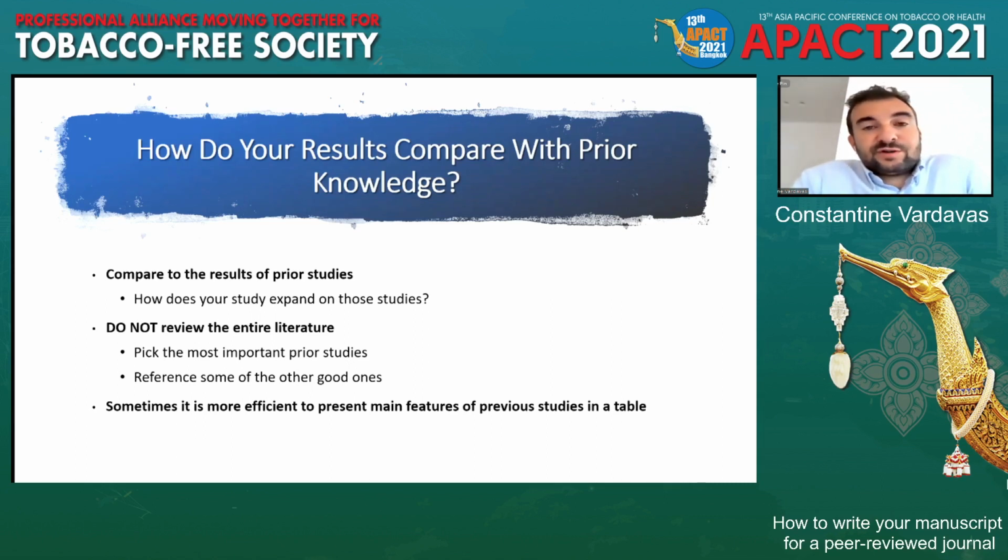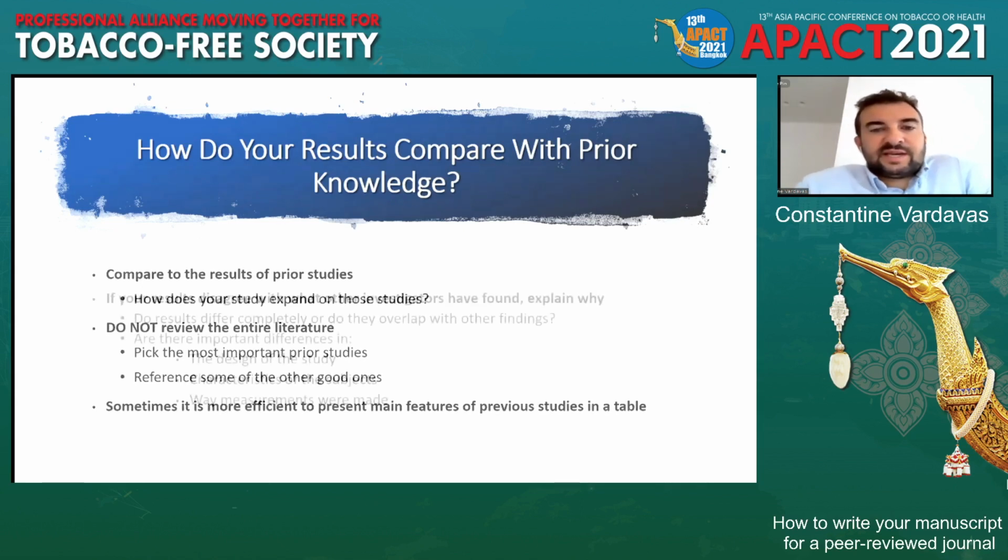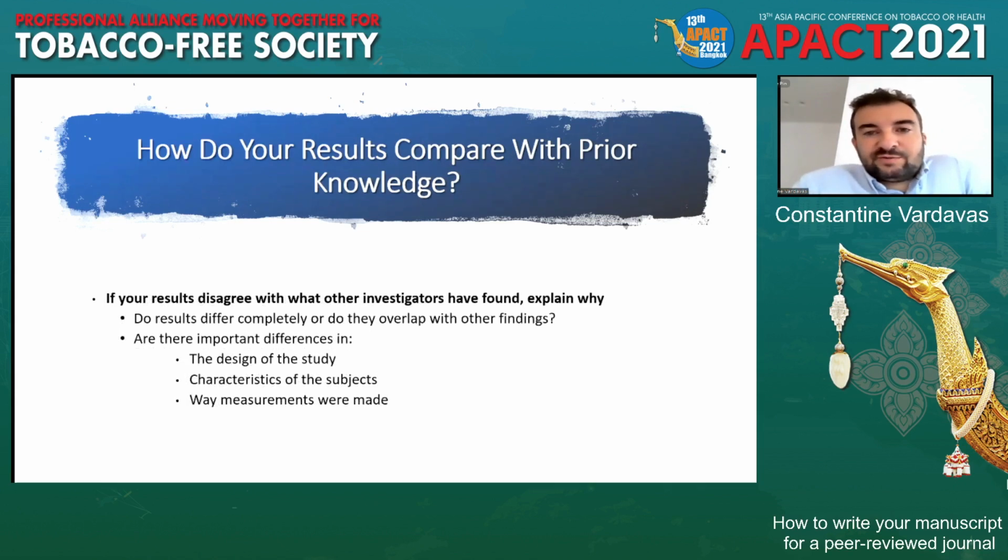Or another region of Southeastern Europe. Or if it was in Thailand, you compare it with Southeastern Asia. You wouldn't compare, for instance, Thailand with a study in Italy. There's not really much of a comparison. So you compare with prior knowledge that's relevant to your setting. If your results disagree with what others have been finding, you have to explain why.